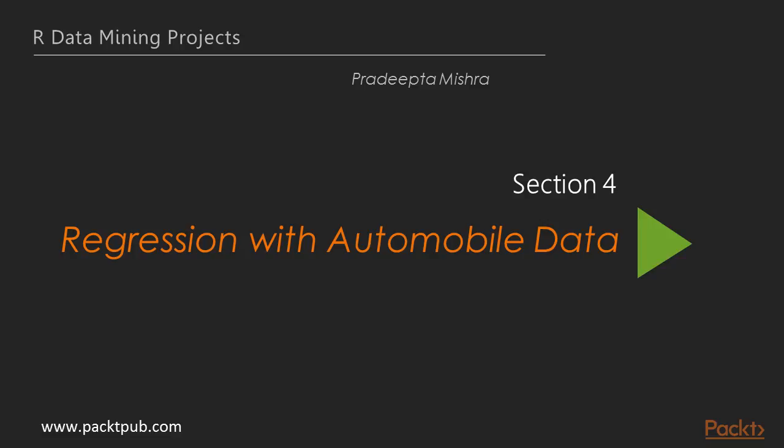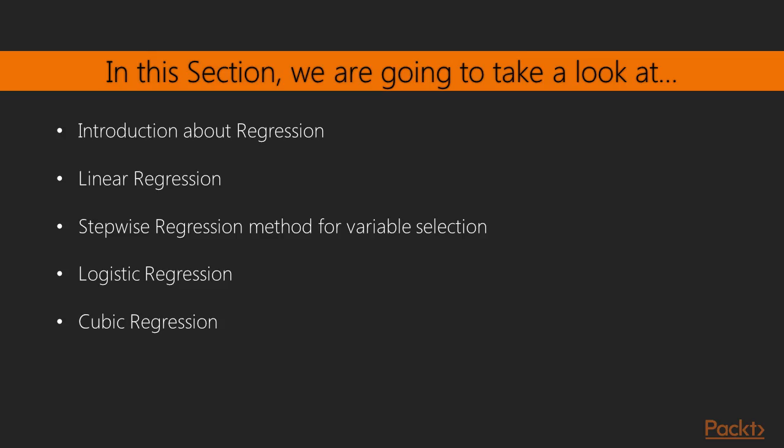Hello, welcome to a new section of this video course, Regression with Automobile Data. In the previous section we saw how to visualize the diamond dataset. In this section we'll first get introduced to regression and then jump into linear regression. We'll then use the stepwise regression method for variable selection. We'll also explore logistic regression, cubic regression and penalized regression.